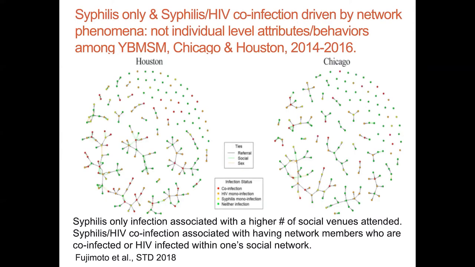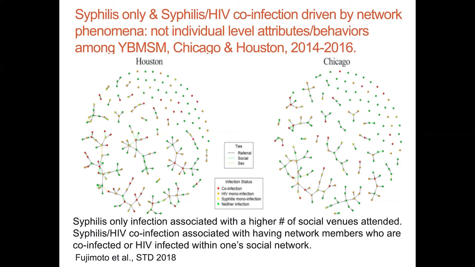So there have been a number of studies that have used these techniques. This is a study by Fujimoto and team, published in STDs in 2018, among 365 young Black gay and bisexual men aged 16 to 29, and they were recruited through RDS, respondent-driven sampling, between 2014 and 2016 in two cities.